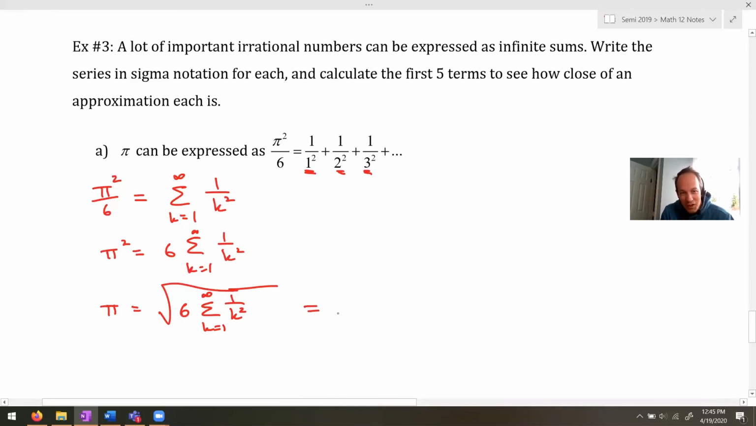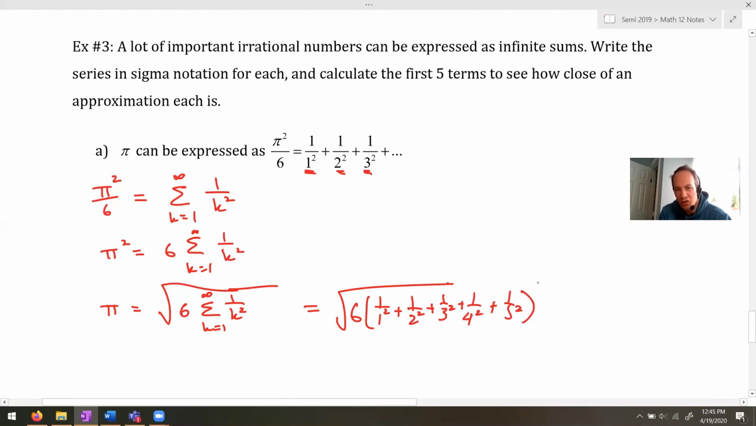So anyway, this would be like the root of 6 over 1 squared, 1 over 2 squared, 1 over 3 squared, 1 over 4 squared, 1 over 5 squared. Most of the point of this, whoops, that was not supposed to be 5, most of the point of this is just to show how you can write something here.